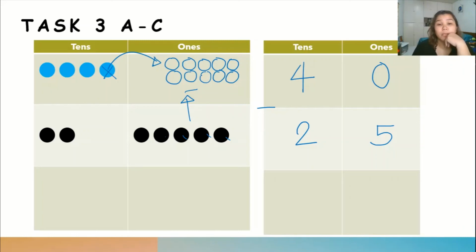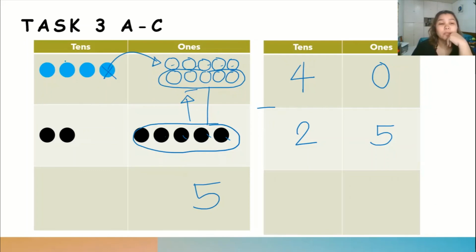Yes. So, it means this 5 goes with this. And then, how many are outside the circle? We have 1, 2, 3, 4, 5. And then, now let's proceed with the tens. So, 1, 2 to be taken away. So, what is left is 1. So, the answer is 15.